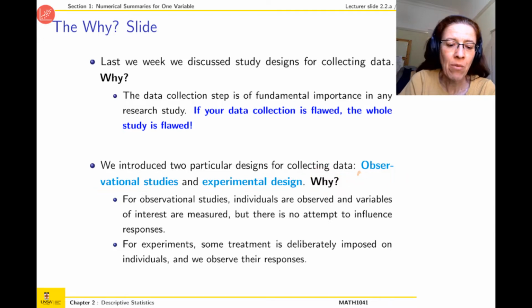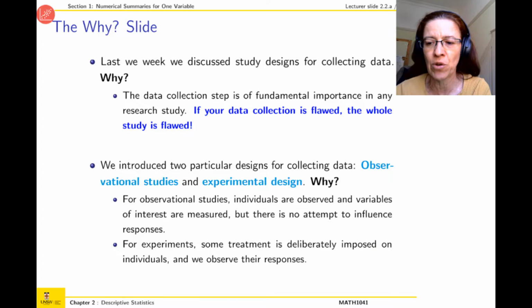Why? Well, for observational studies, the individuals are just observed and the variables of interest are measured, but there is no attempt to influence the responses. In contrast, for experiments, some treatment is deliberately imposed on individuals, and then we observe their responses.